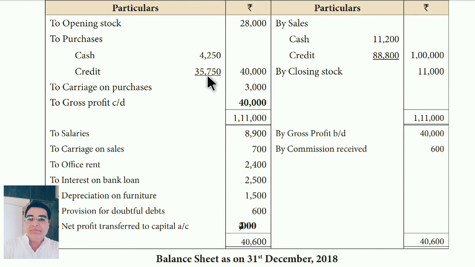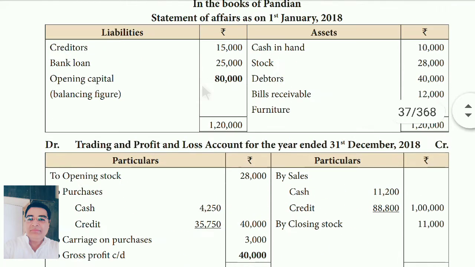Because there is no purchase return, straight away we write the amount in the outer column. If a purchase return is given, we have to reduce it from the total 40,000. Now see the next one.